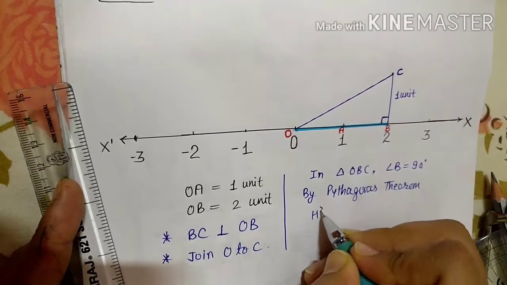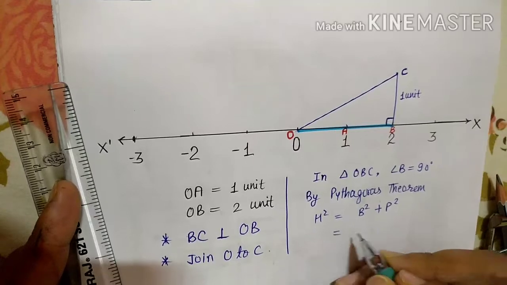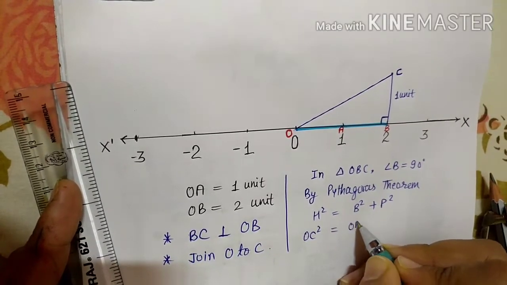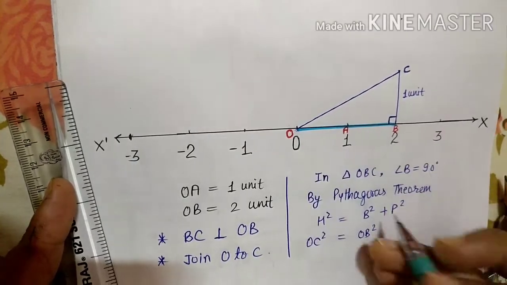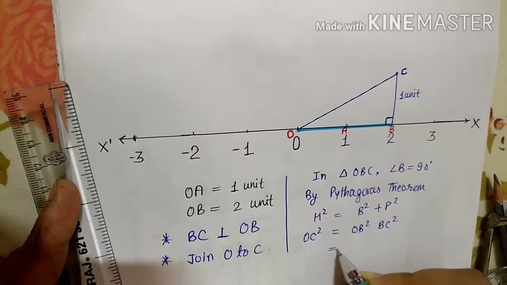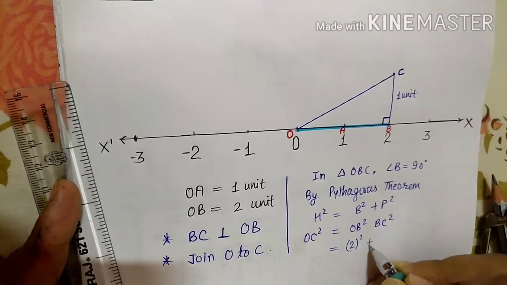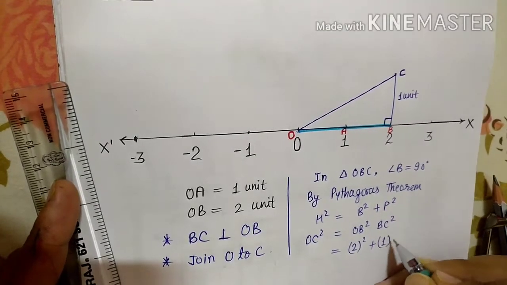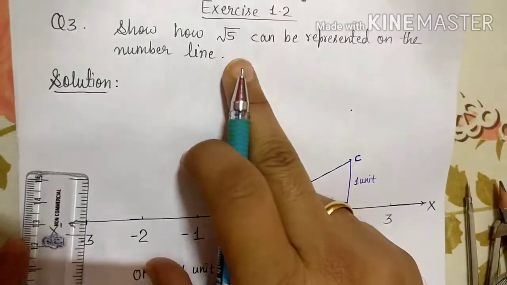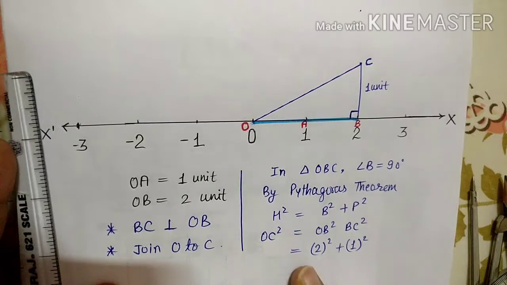H square equals base square plus perpendicular square. So what is our H here? OC square. And base square is OB square, this OB from here to here. And the perpendicular is BC square. OB is 2 square, and BC is 1 square. Now the question arises, sir, why have we taken OB as 2? See, we have to show root 5 here. 2 square is 4, and 4 plus 1 is 5. So we can get root 5.